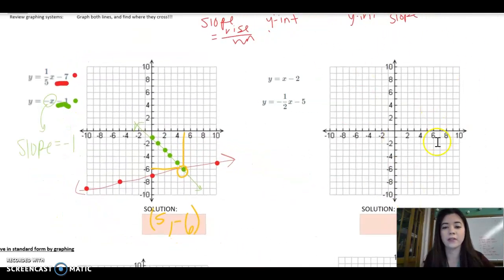All right, I want you to go ahead and try this one. Pause me, get it graphed, and then come back when you're ready.